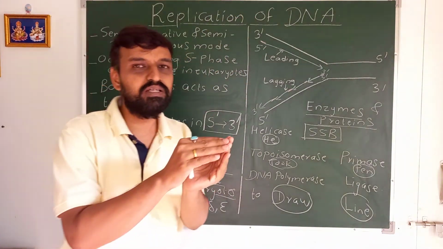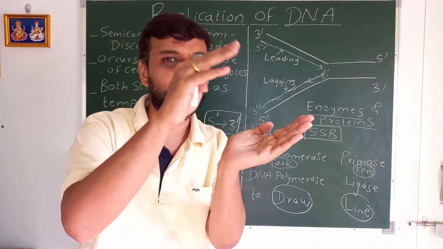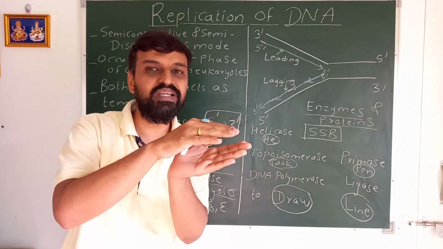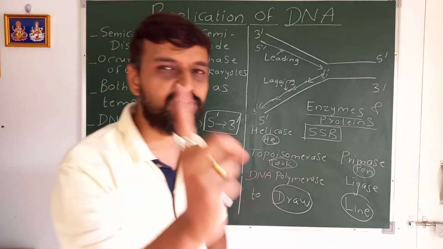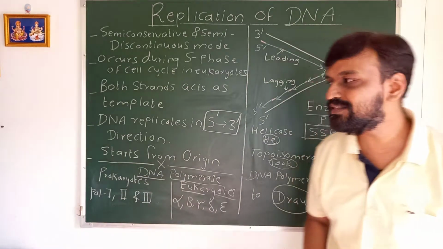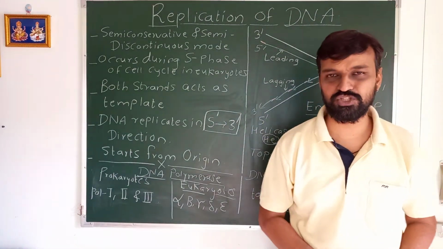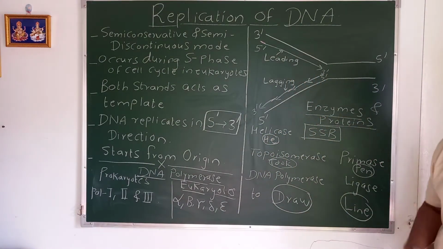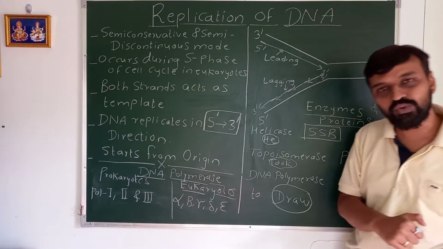When the particular DNA is going to initiate replication, its strands will get unwound. So the first step for replication to begin is an enzyme-oriented process, you can say an enzyme-catalyzed process. That's why I have written the replication enzymes and proteins. So you can look at this now.